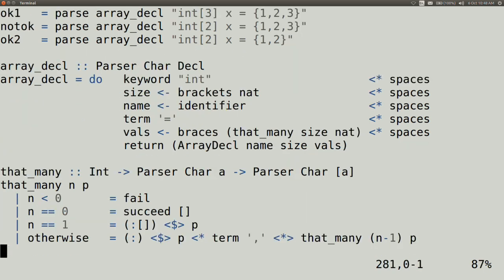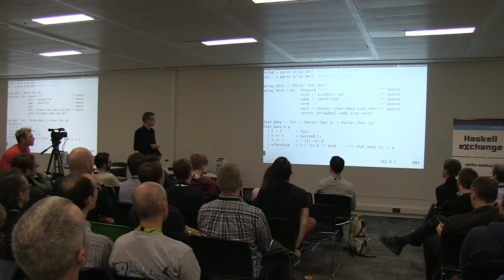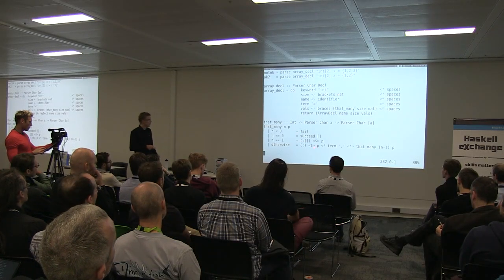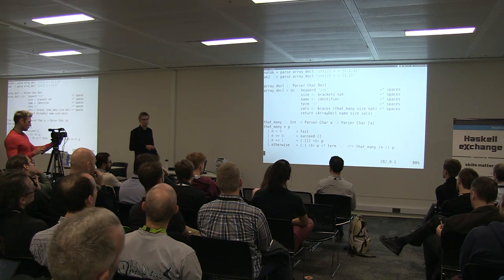So briefly have a look at thatMany. If the given natural number is smaller than 0, it will always fail. If it's 0, then it will always succeed, returning the empty list. If it's 1, it will execute the parser once and put the result in a singleton list. Otherwise, we run the parser, we also want to match a comma, and then we make a recursive call where the n is decreased.